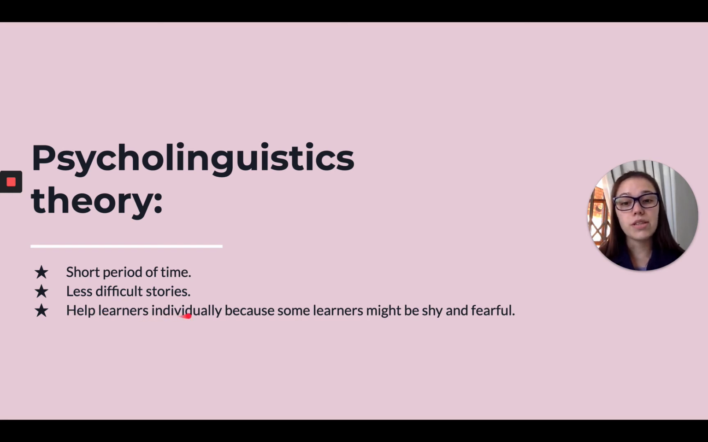You should help your learners individually because some learners might be shy and fearful. A big thing amongst younger learners is they're very fearful that they might be made fun of if they don't know the answer or if they're not certain about something. So what I will suggest you do with this is that you go physically to your learners and you ask them if they are struggling with something, because then a shy learner that might not want to raise their hand in front of the class will tell you, but I don't understand what the word bicycle means.